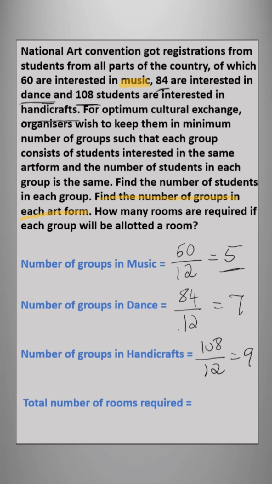We are also asked to find the number of rooms required. So the total number of rooms required is 5 plus 7, 12, 12 plus 9, that is 21.